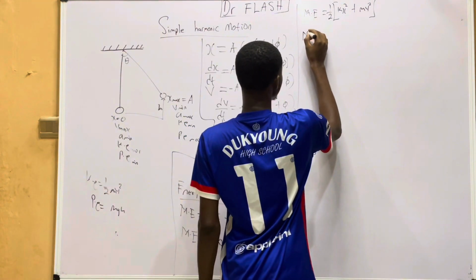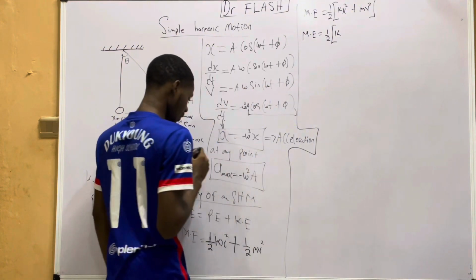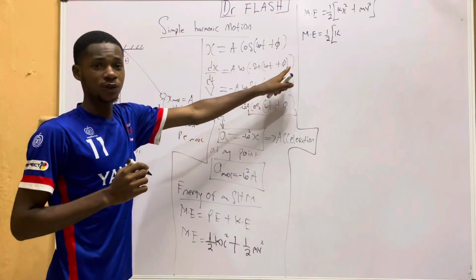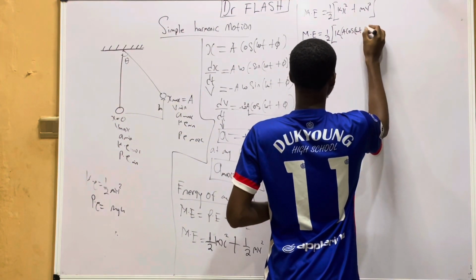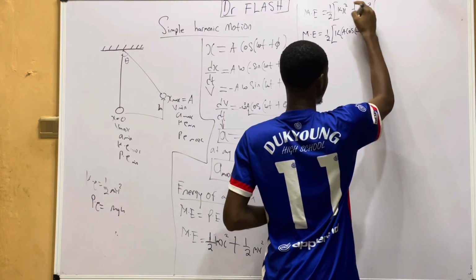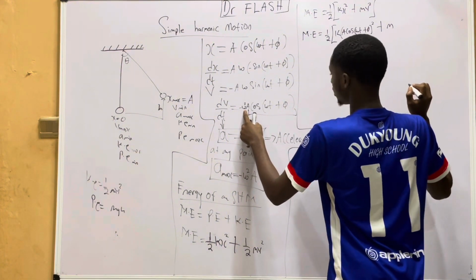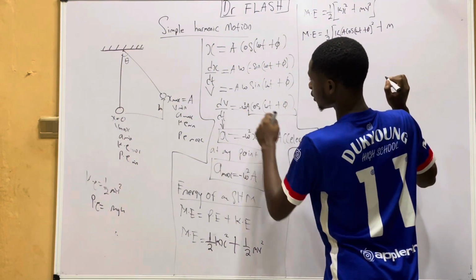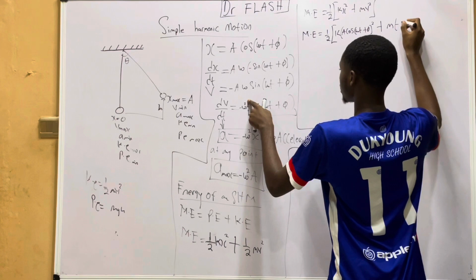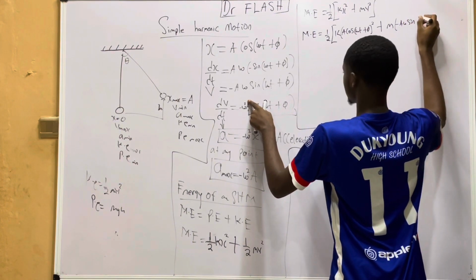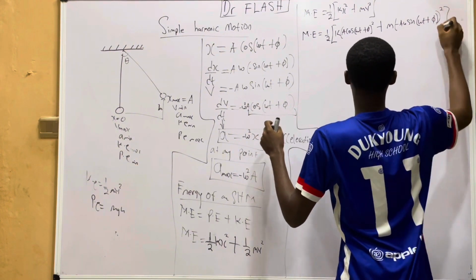That's what we're going to get: mechanical energy equals 1 over 2 into bracket k. Now what's x? x is simply A cos(ωt + φ). We're going to substitute, so we're going to have A cos(ωt + φ) all squared. Remember there's a square there. Plus m times what's v? v is minus Aω sin(ωt + φ). So we're going to have minus Aω sin(ωt + φ), and then there's a square. Okay, so let's simplify further.